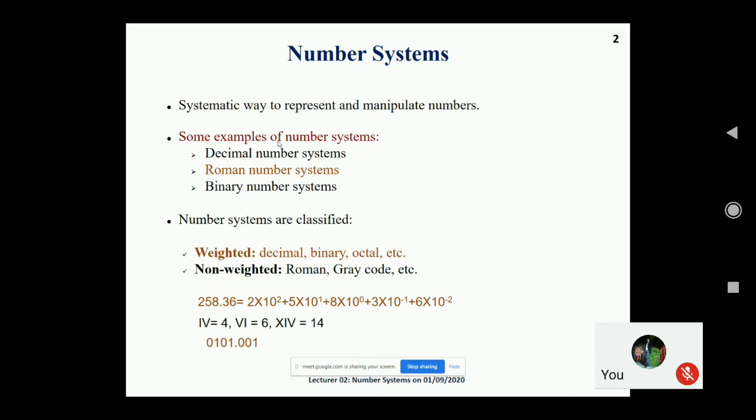See here, I am providing one particular example, IV. So IV means what? 4. When we are converting to the decimal number, it is represented as 4. If I am using the symbol I after V, what happens? It is represented as 6. So which one is it? Is I used before V or after V? That depends. So VI, and if we combine it as XIV, then it represents 14.